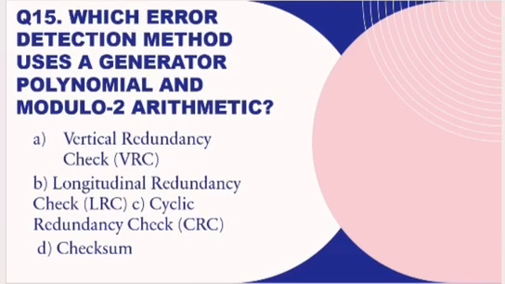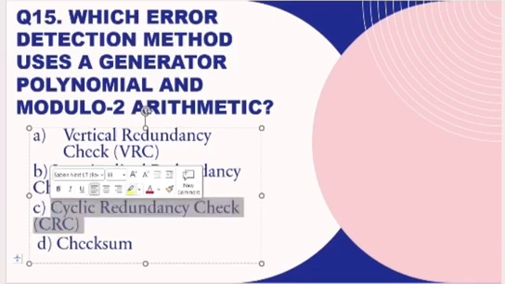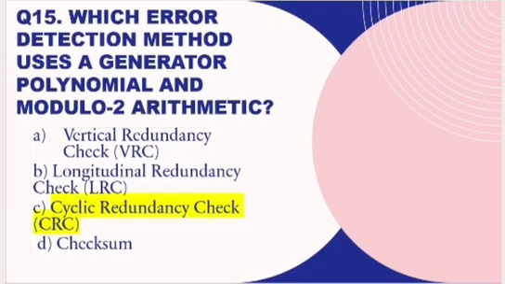Moving on to the 15th question. Which error detection method uses a generator polynomial and modulo 2 arithmetic? Option A, vertical redundancy check. Option B, longitudinal redundancy check. Option C, cyclic redundancy check. Option D, checksum. I hope you all have paused the video and guessed the answer right. So the correct answer for this question is option C, CRC, cyclic redundancy check.